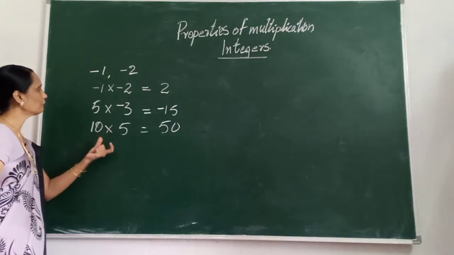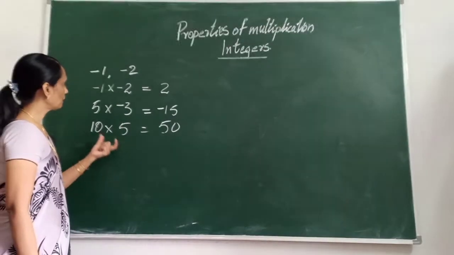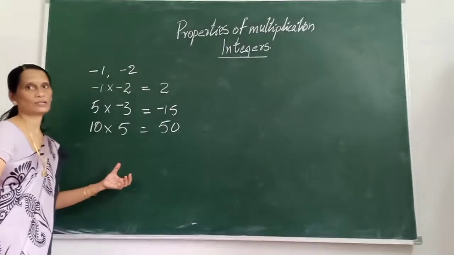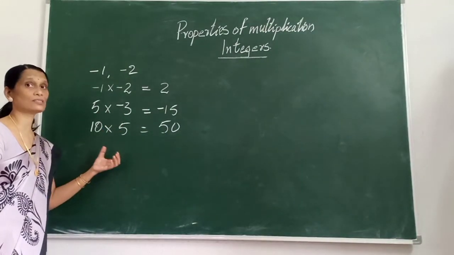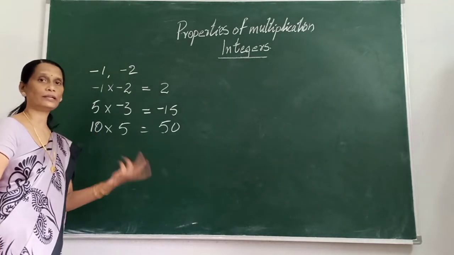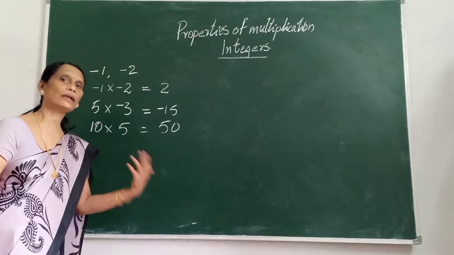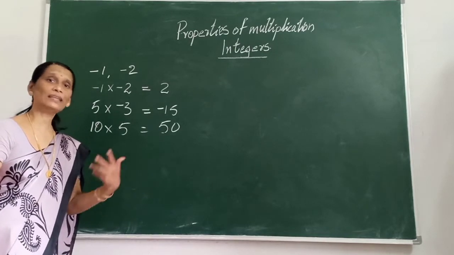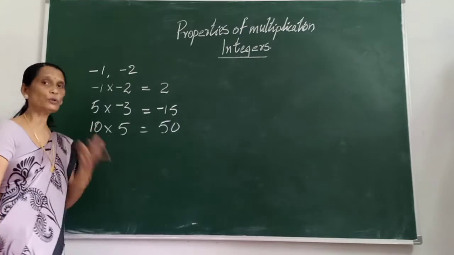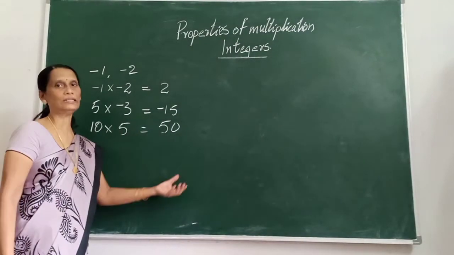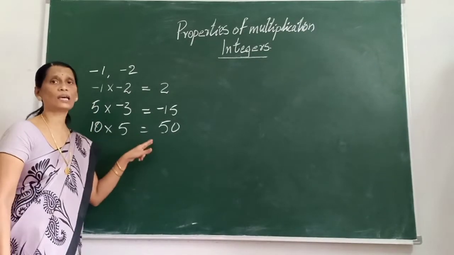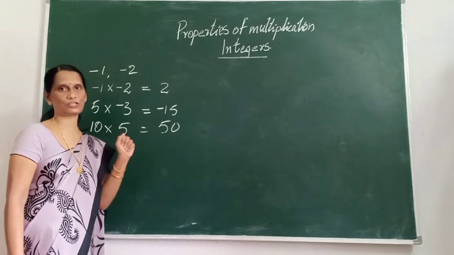So when we are finding the product of any two integers, we get again an integer. Actually this property is closure property. Under addition also you have learned that when you added two integers, we got again an integer. So we said that is closure property under addition. Here when we multiply two integers, again we got another integer. So we are saying that integers are closed under multiplication.